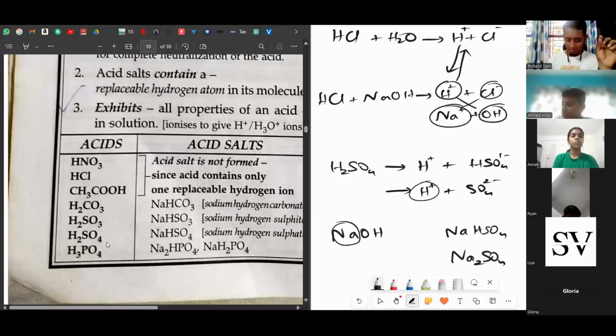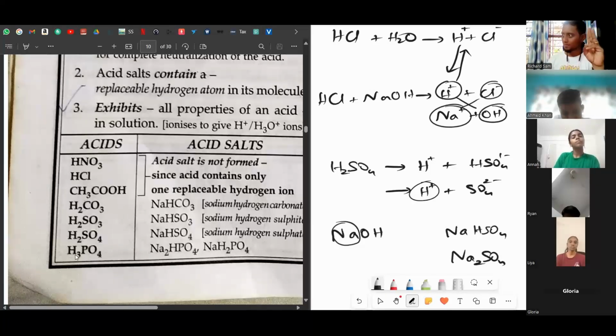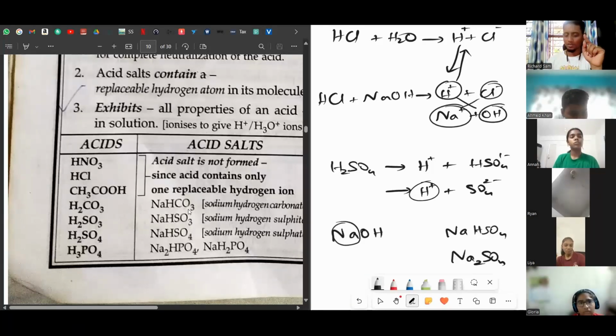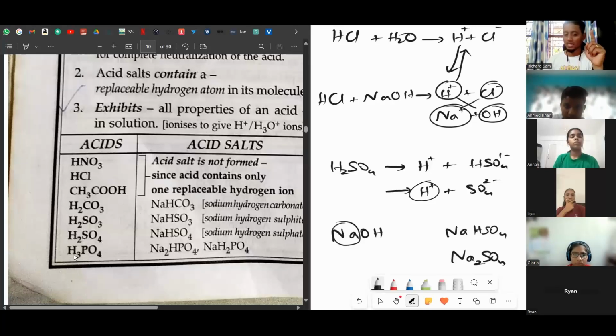But look at these four examples here: H2CO3, H2SO3, H2SO4, and H3PO4. The first three have two hydrogens, and the last one has three hydrogens. So you can get acid salts. From H2CO3, if you take out one hydrogen and put a sodium over there, you'll get NaHCO3. From H2SO3, do the same thing: take out one hydrogen and put sodium there, you'll get NaHSO3. Here you'll get NaHSO4.